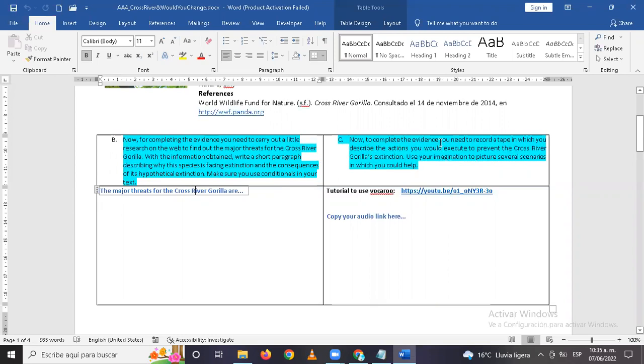Now, to complete the evidence, you need to record a tape in which you describe the actions you will execute to prevent the Cross River gorilla's extinction. Use your imagination to picture several scenarios in which you could help.